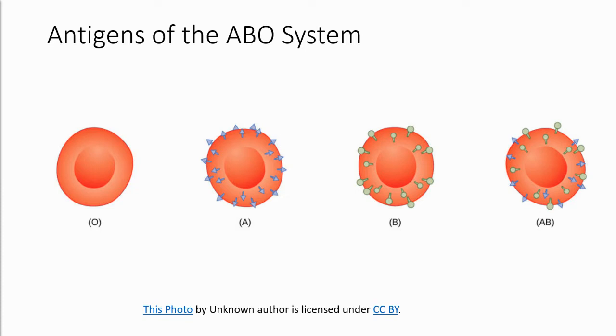As you can see from this cartoon, A and B can be expressed alone or together and are therefore codominant. Group O arises due to the lack of expression of both A and B. The genes for transferase enzymes which control their synthesis are on chromosome 9.